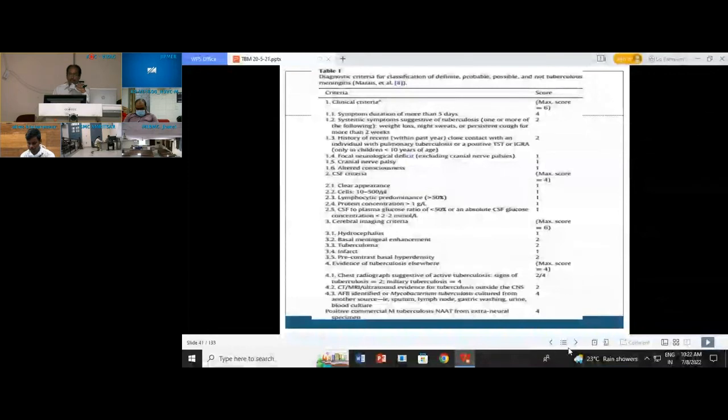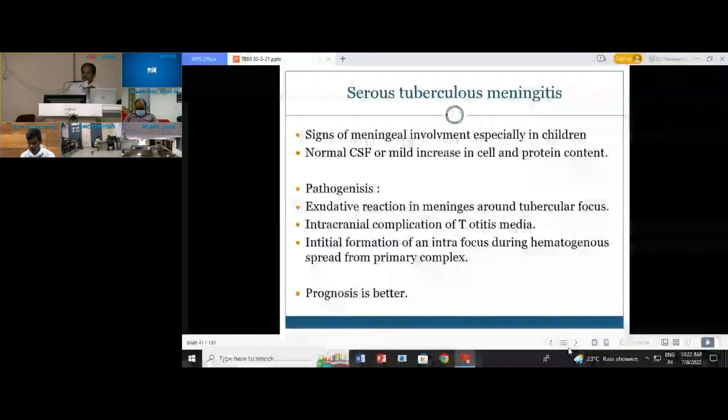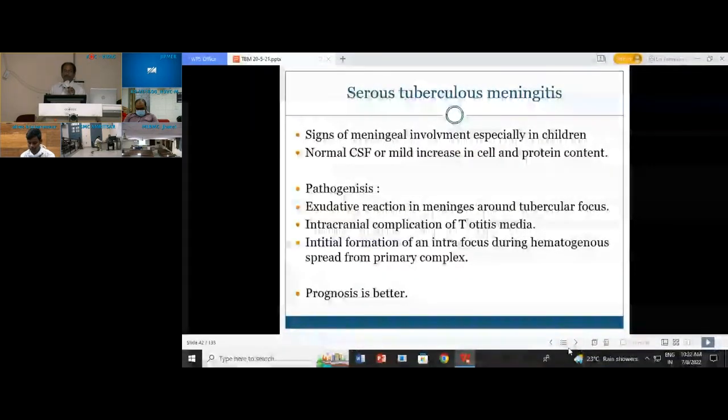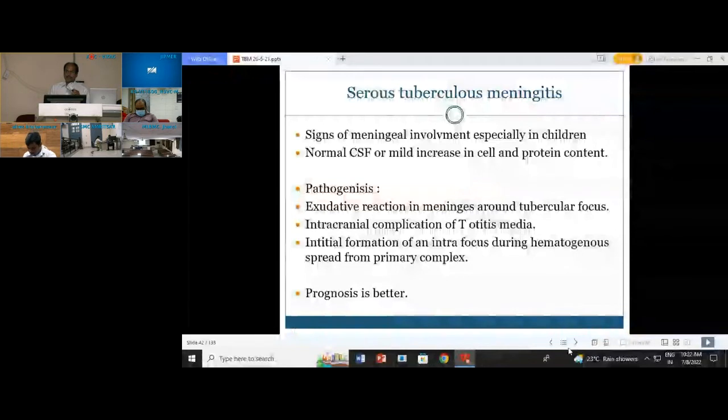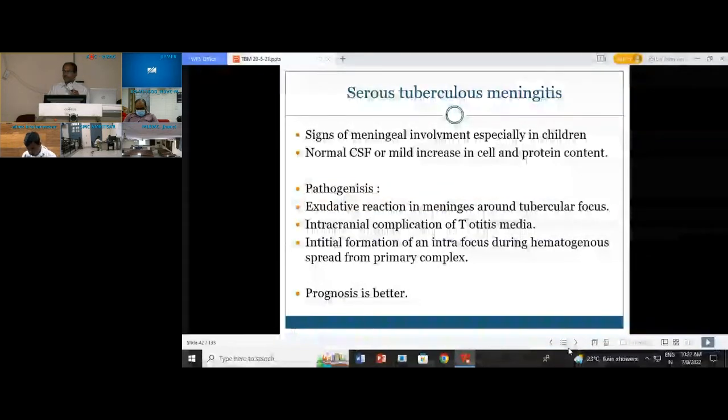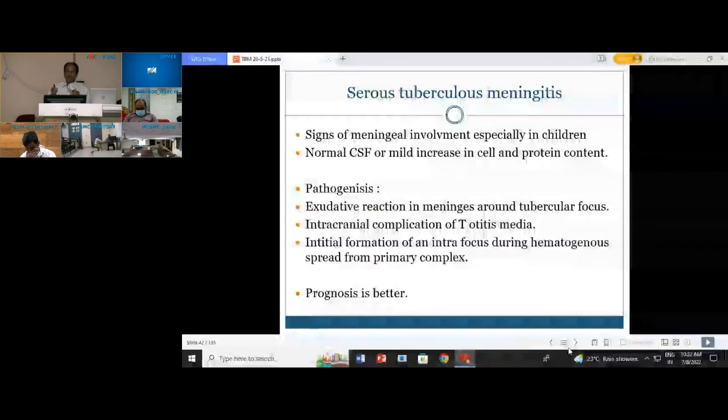A word about tuberculous serous meningitis. Signs of meningeal involvement, especially in children, with normal CSF or a mild increase in cell and protein content. Unlike classic TBM, where you get a cell count of 50 to hundreds, 500, here you get a mild increase in CSF cell count, maybe 15, 20, 25, with a mild protein rise. The pathogenesis here is an oxidative reaction in the meninges around the tuberculosis focus.